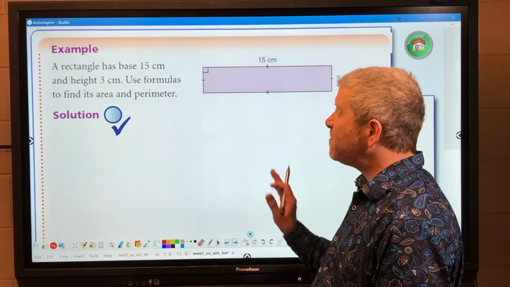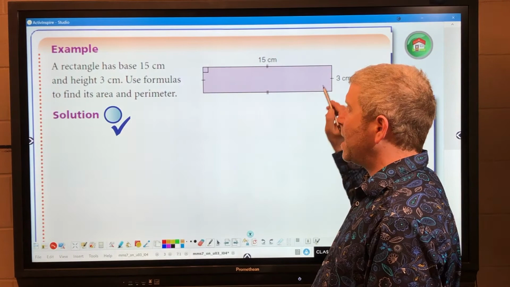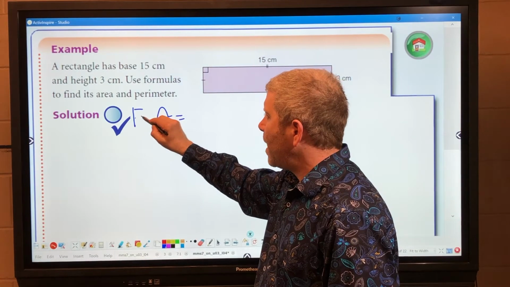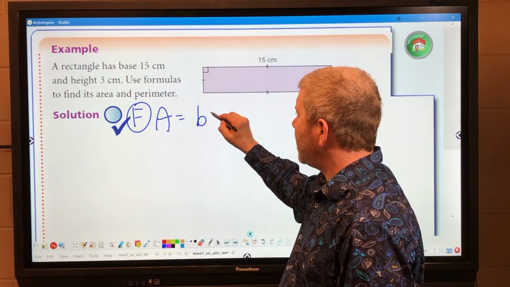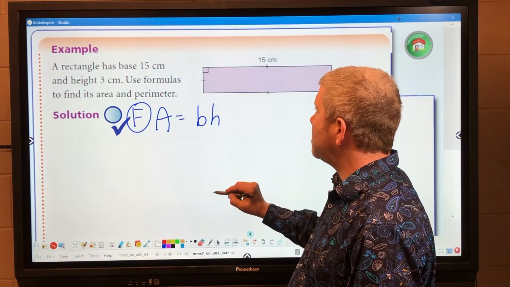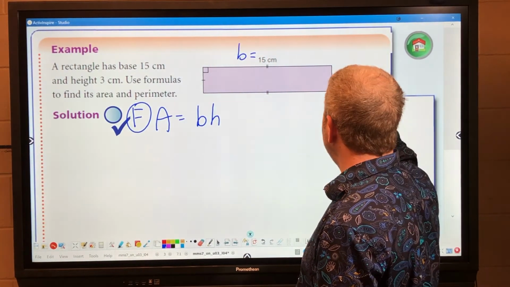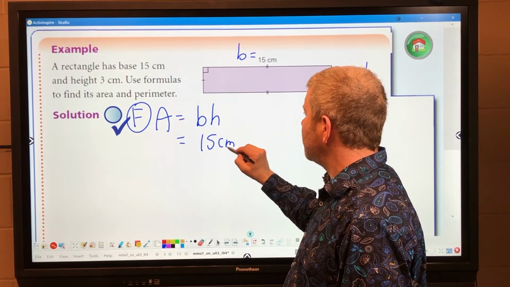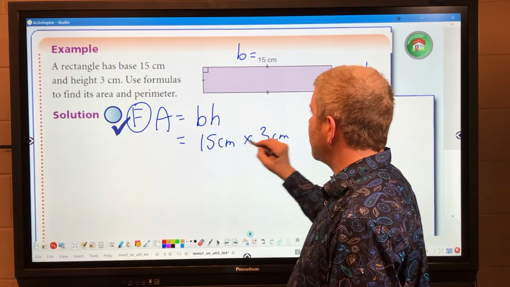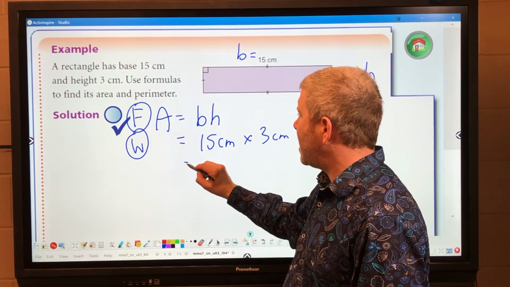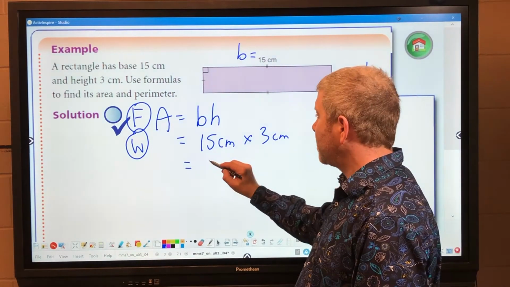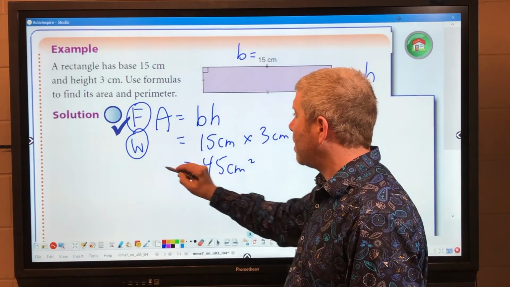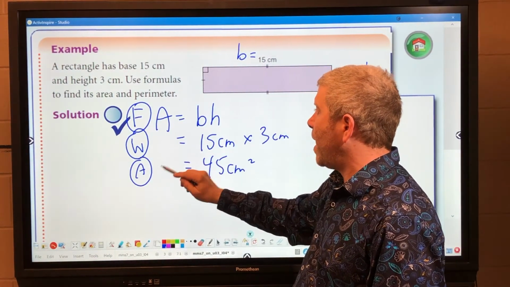Let's look at an example. A rectangle has base 15 centimeters and height 3 centimeters. Use formulas to find the area and the perimeter. So I start out with my formula. F, area equals base times height. Now I'm going to substitute B equals 15 centimeters and H is 3 centimeters. That's my work, W. And now the answer. 15 times 3 is going to give me 45. Centimeters times centimeters is centimeters squared. And there's my answer. FWA.